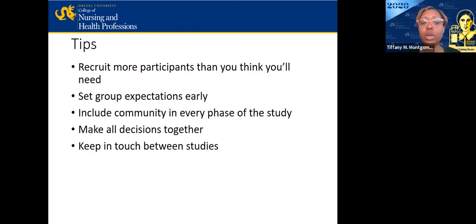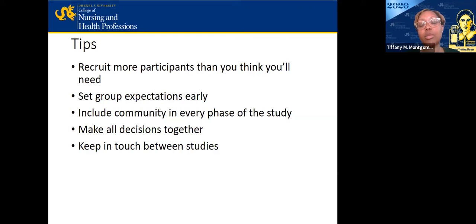You want to set group expectations early on. So we talked in our first meeting about the dates that we would meet, how long those meetings were. They knew that I would always provide a meal for them, that they would always get a gift card at the end of our meeting. And we set expectations for how the meetings would go as well, like what we would cover each time we met.